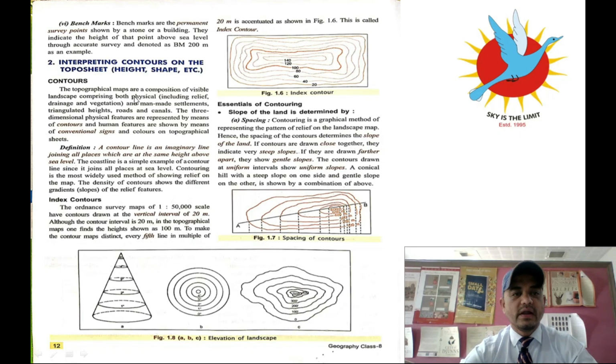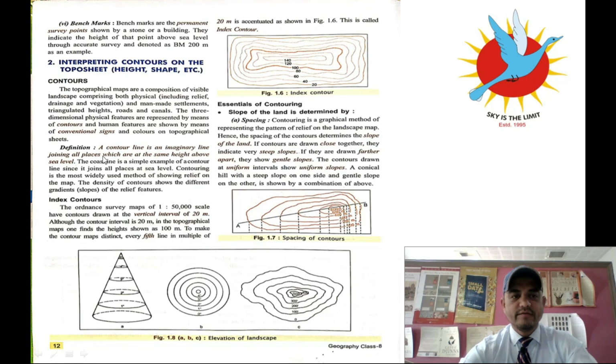Okay, so topographical maps are a composition of the visible landscape comprising both physical features, including relief, drainage, vegetation, and man-made features like settlements, triangulated heights, roads, canals. It means the topo sheet contains all the details required for analyzing that area. You will get that particular area's sheet number and sheet name, and inside the topo sheet all the details regarding the physical features and all the features made by human construction. Everything you can see on the topographical maps.